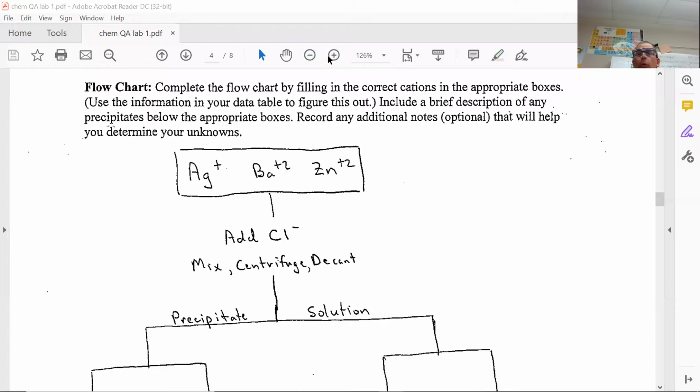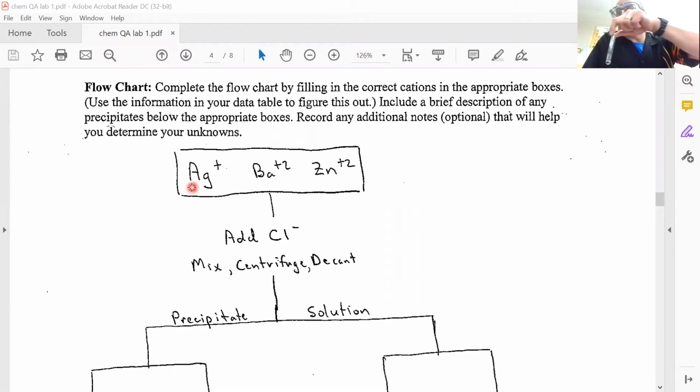In this video, we are going to look at unknown C of the qualitative analysis lab. You're going to have a test tube that looks like this. If you can see that very well, it's a clear solution, but it does have some ions in it.